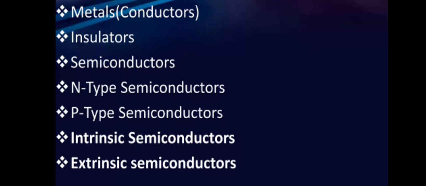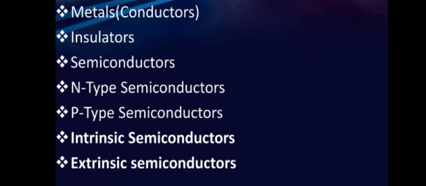Insulators. Insulators means materials which do not allow electric current to flow easily. For example, wood, rubber. These are the examples of insulators. Semiconductors. They conduct electricity better than insulators but not as well as metals. For example, silicon and germanium. These are the examples of semiconductors.